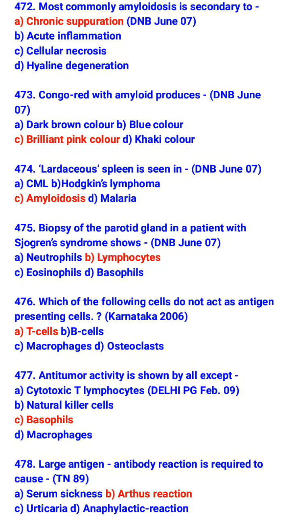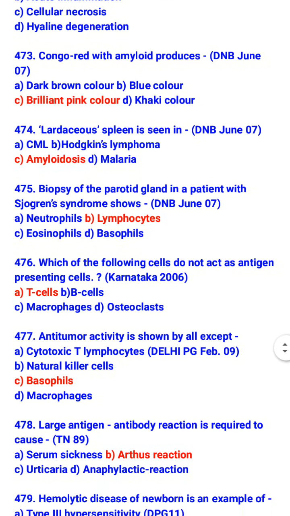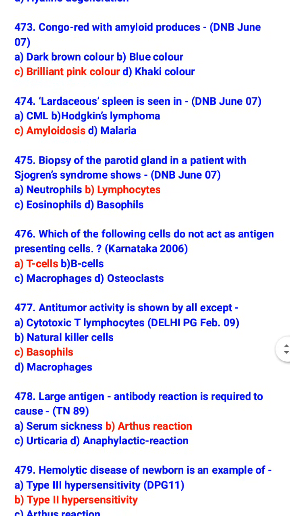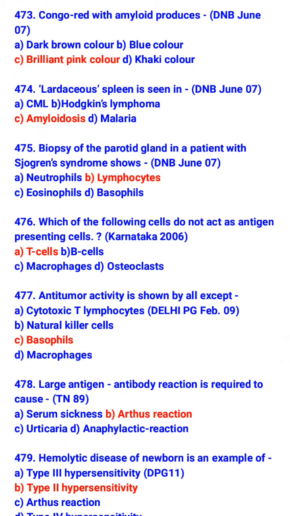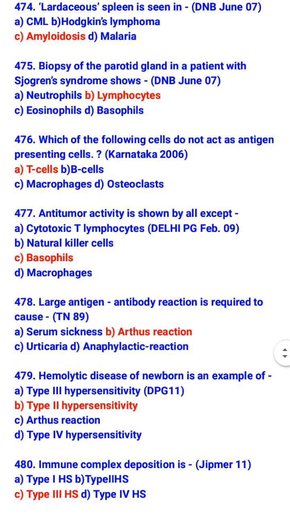Biopsy of the parotid gland in a patient with a Sjogren syndrome shows lymphocytes. Which of the following cells do not act as antigen presenting cell? T cell does not act as antigen presenting cell. They are B cell, macrophages, and osteoclast. Anti-tumor activity is shown by all except basophil. So anti-tumor activity is shown by cytotoxic T lymphocyte and natural killer cell and macrophages.